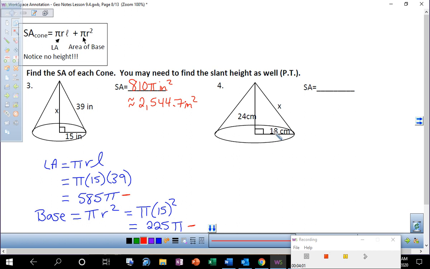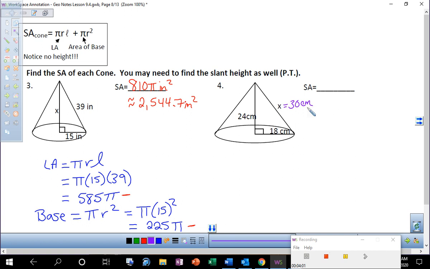So I know this is going to be a 3, 4, 5 triangle. Okay, so 3 times 6 was 18, 4 times 6 is 24, so I just got them multiplied by 6, which means 5 times 6 for my third side is going to be 30. So just saving us a little bit of time there. There's one of those 3, 4, 5 triangles, so we don't have to necessarily work out the Pythagorean theorem. Okay, so 30 for our slant height.